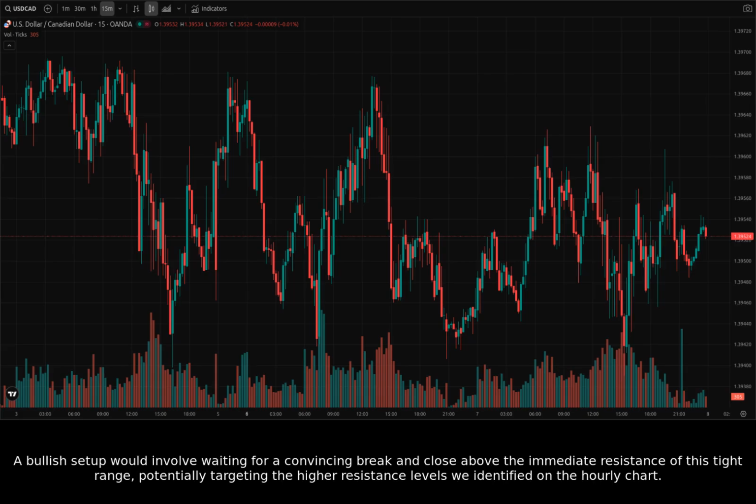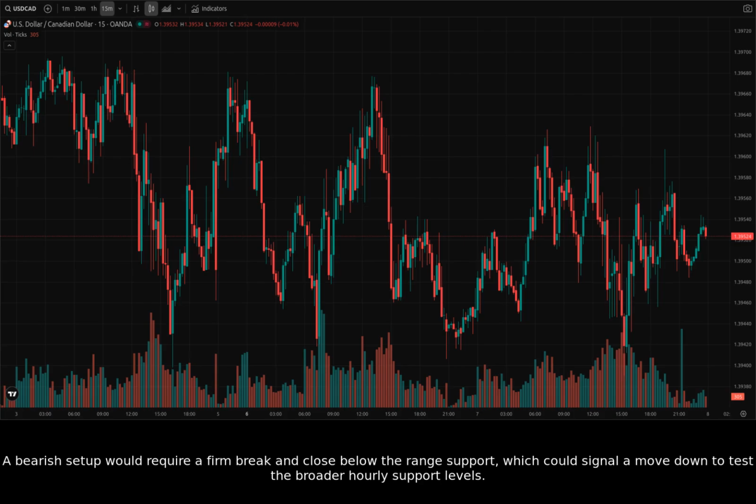A bullish setup would involve waiting for a convincing break and close above the immediate resistance of this tight range, potentially targeting the higher resistance levels we identified on the hourly chart. A bearish setup would require a firm break and close below the range support, which could signal a move down to test the broader hourly support levels.